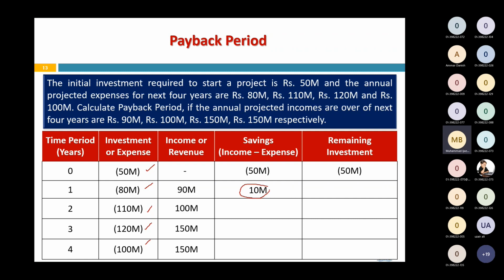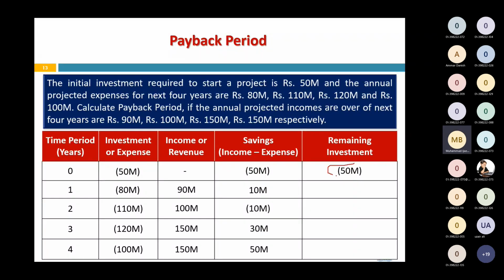Net income. In the first case, obviously we are having a remaining amount. Remaining investment will be 16 million. But in the second year, if you observe, I invested another 110 million, out of which I recovered or earned 100 million. So again, another 10 million was stuck in the business. Correct? Isn't it? Yes, sir.